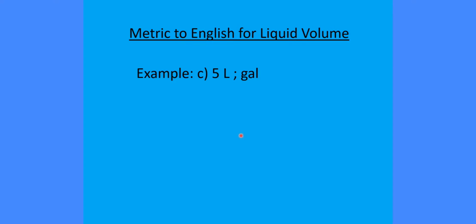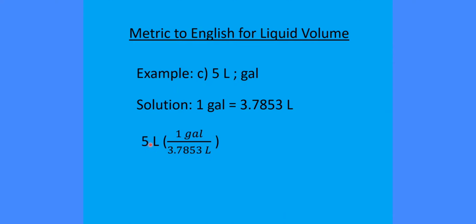Now let's deal with metric to English for liquid volume. Example C, 5 liters will be converted into gallon. The unit liters is the metric unit of measurement, and the unit gallon is an English unit of measurement. Solution: 1 gallon is equal to 3.7853 liters. So the given value 5 liters will be multiplied by the ratio 1 gallon over 3.7853 liters.